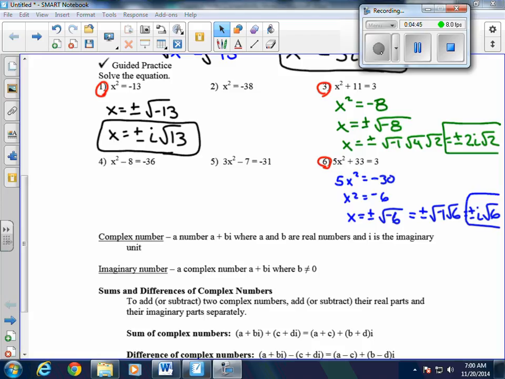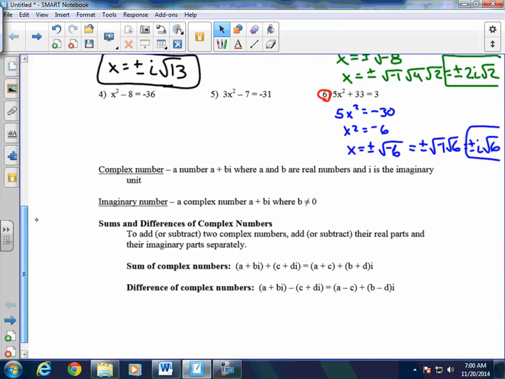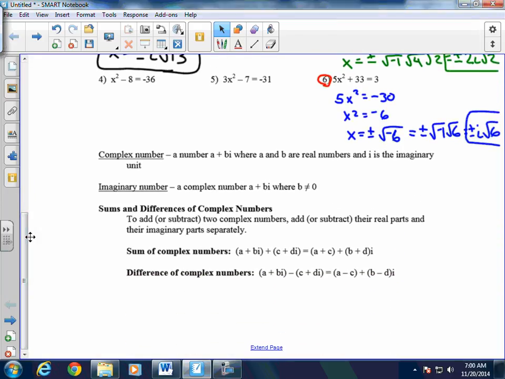The next thing we're going to talk about are complex numbers. And that's a number a plus bi, where a and b are real numbers and i is the imaginary unit. The imaginary number is a complex number in this form, a plus bi. So you're always going to write it like 2 plus 5i. The i is always going to come at the end, just like when we write the variable in there as well.